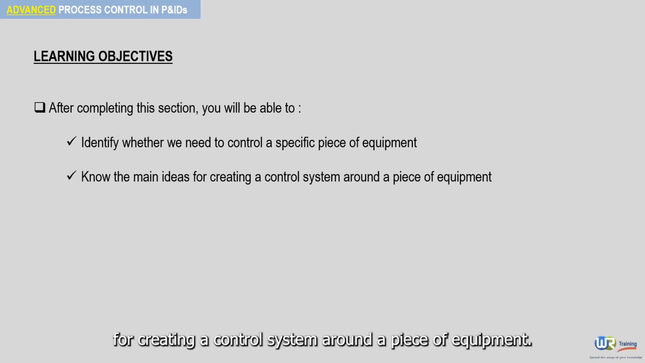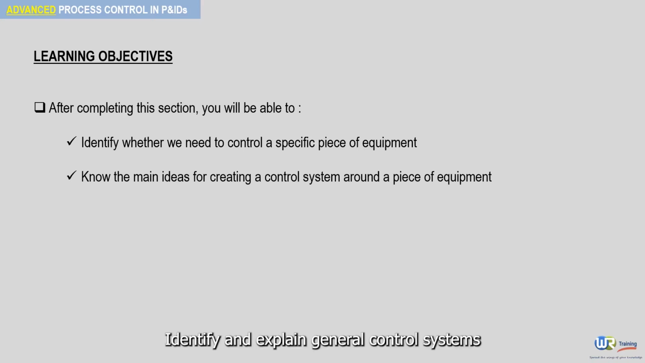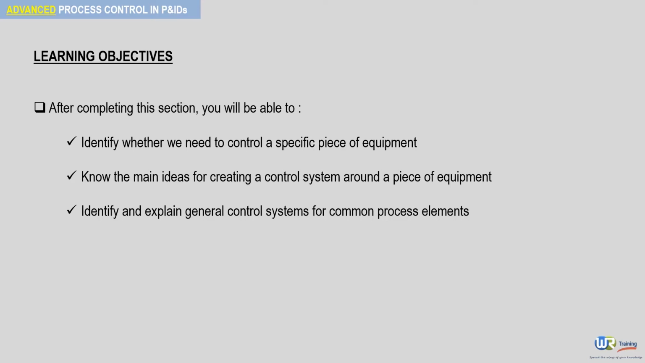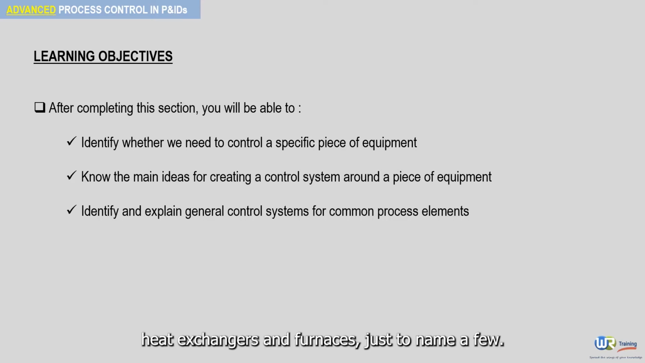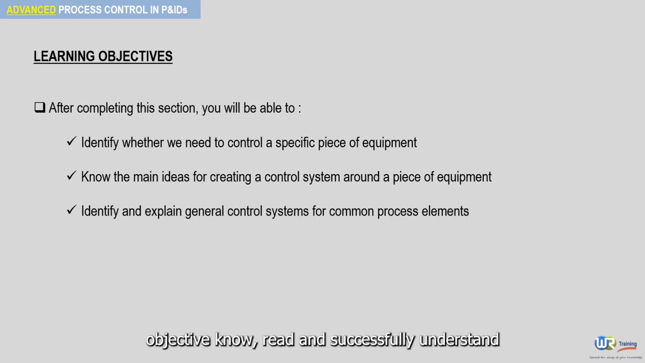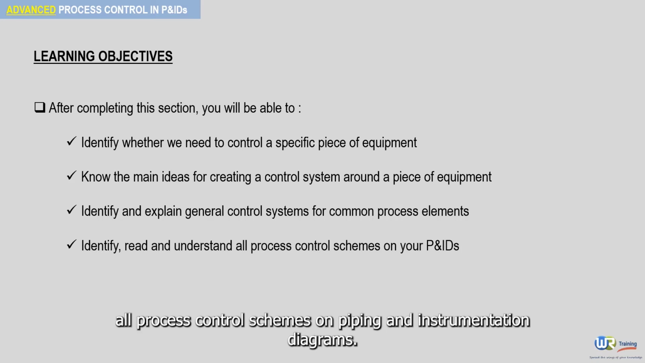Understand the main ideas for creating a control system around a piece of equipment. Identify and explain general control systems for common process components, such as pumps, compressors, heat exchangers, and furnaces, just to name a few. And finally, perhaps the most important learning objective, know, read, and successfully understand all process control schemes on piping and instrumentation diagrams.